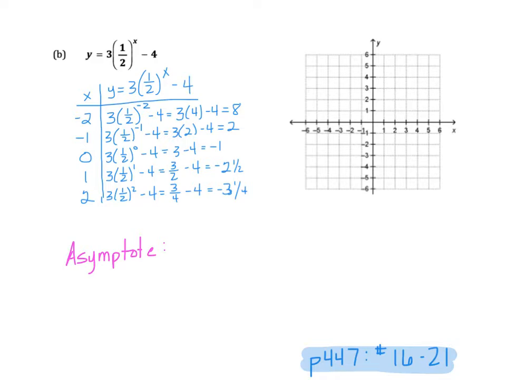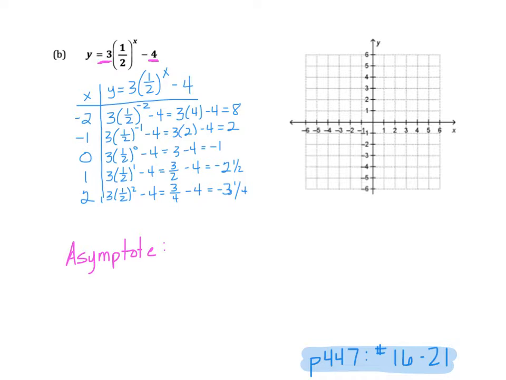Okay, so let's take a look at this graph that we're graphing. This time we are not going to have a horizontal shift, but we are going to have a vertical stretch, because of the 3 here, and we are going to have a vertical shift down 4 units. So this is going to change our asymptote, and I always find the best way to do this is to take a look at your graph first before you guess.